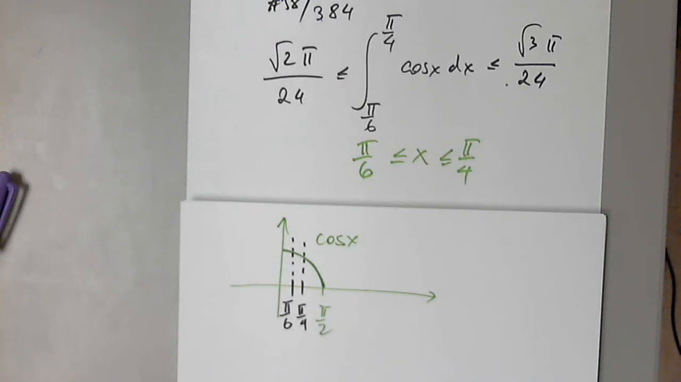So now applying cosine here, cosine in the middle, and cosine to the right, we'll switch the inequality symbols. Why? Because cosine pi over 6 is bigger than cosine pi over 4. So the inequality will have to switch.